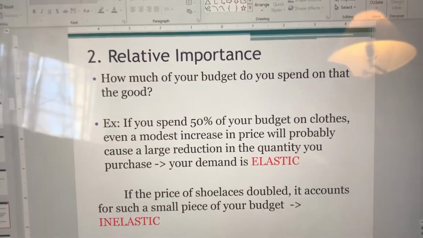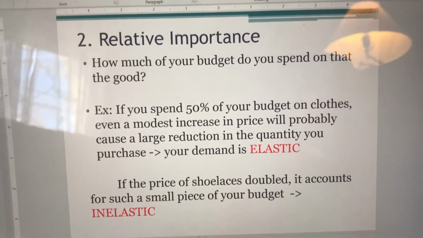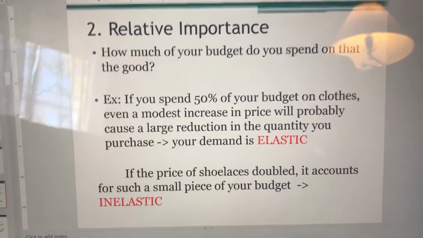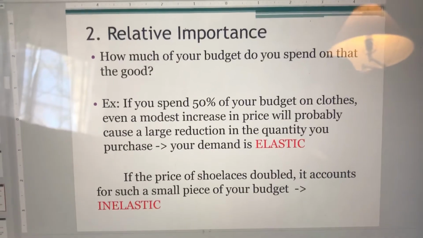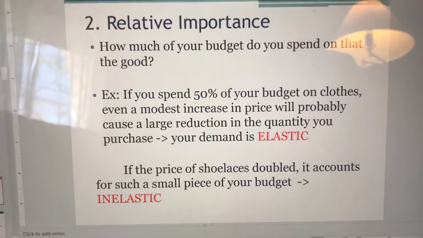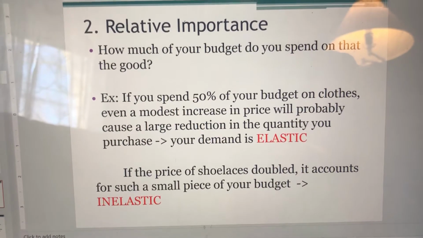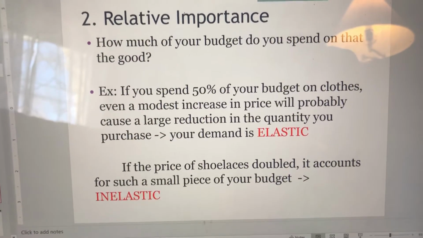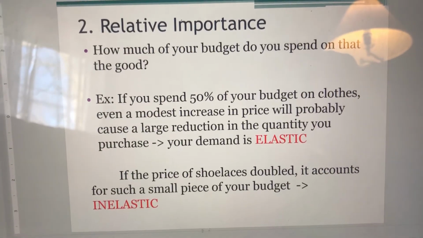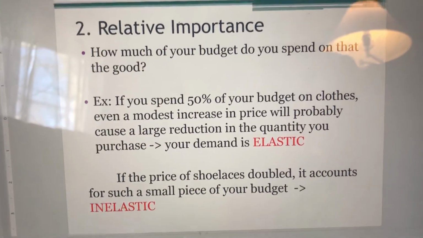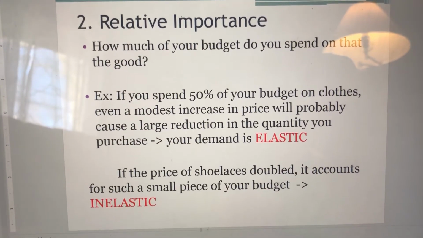Okay, so 1, are there substitutes? 2, basically the relative importance to your life. How much of your budget do you spend on the good? So, if you are spending 50% of your budget, we'll go back to your $200 paycheck that we talked about last lesson, right? So if you're spending $100 out of $200 of your weekly paycheck on clothes, even a modest increase in price will probably cause a large reduction in the quantity you purchase, right? Because your demand is elastic, right? You're very sensitive to that price change.